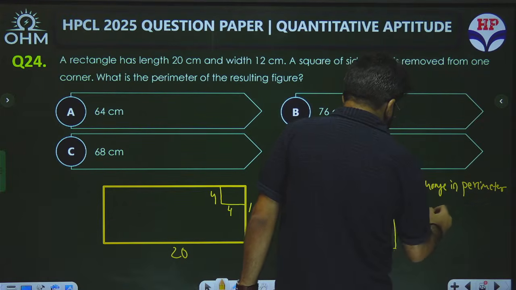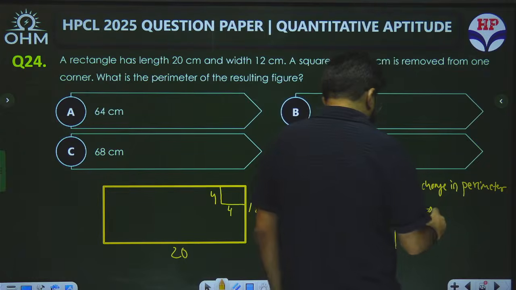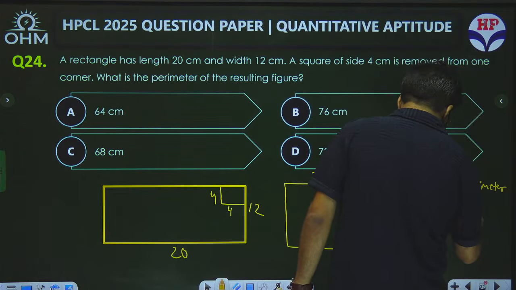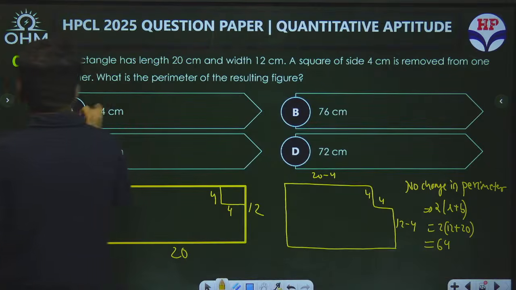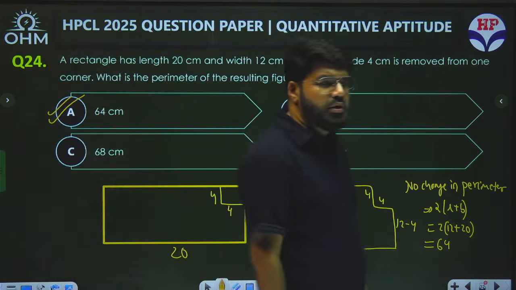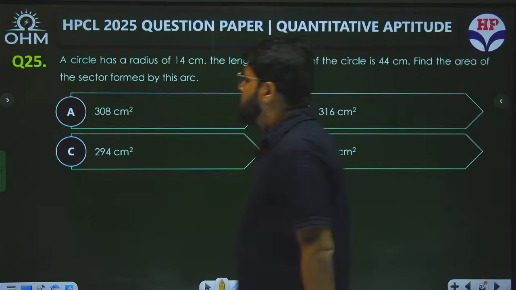So what is the answer? For a rectangle, what is the perimeter? Twice of L plus B, that is 20 plus 12, 32 into 2, 64. Your answer has to be 64. Option number A. Simple.